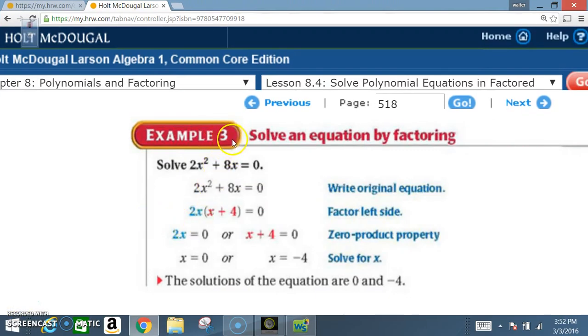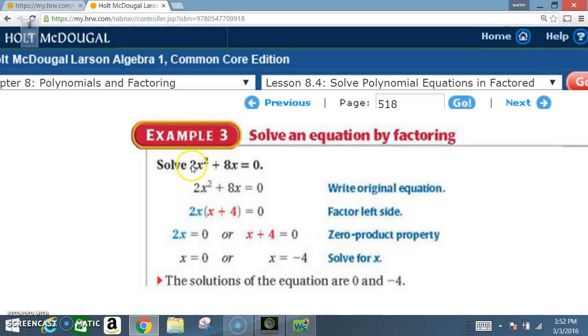Now here, in example 3, we're going to solve an equation by factoring. We're going to use the same technique that we did in example 2, but we're going to apply it to an equation. Notice we got 2x squared plus 8x. We write the original equation, and then we're going to factor on the left-hand side. We do the same trick.